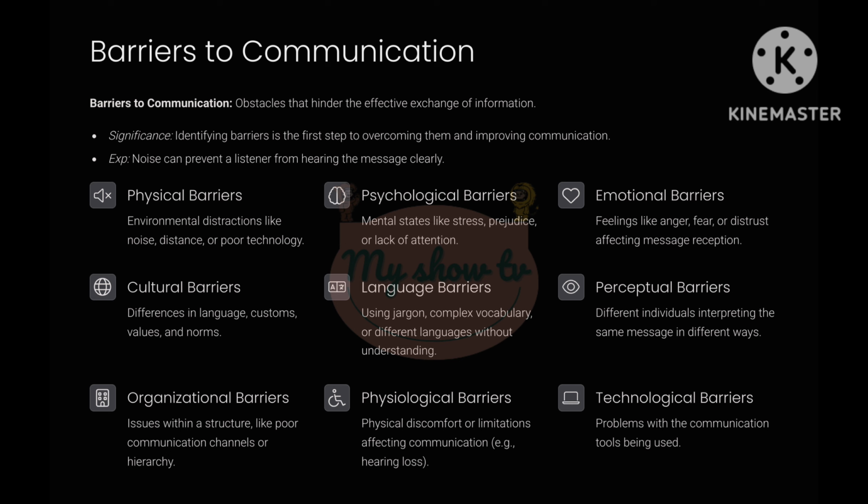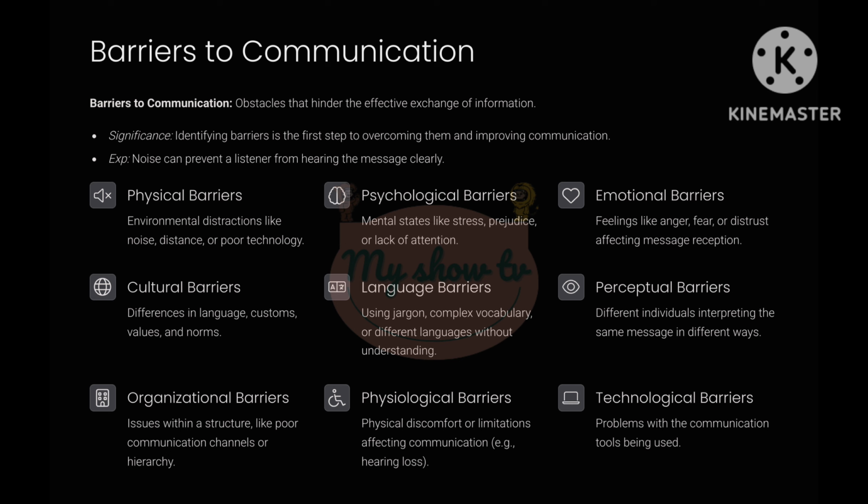3. Emotional barriers. Our feelings at the time of communication can significantly affect how we send and receive messages. Emotions like anger, fear, distrust, or sadness can cloud our judgment and make effective communication difficult. 4. Cultural barriers. Differences in language, customs, values, social norms, and beliefs between communicators from different cultural backgrounds can lead to misunderstandings. What is considered polite in one culture might be seen as rude in another.